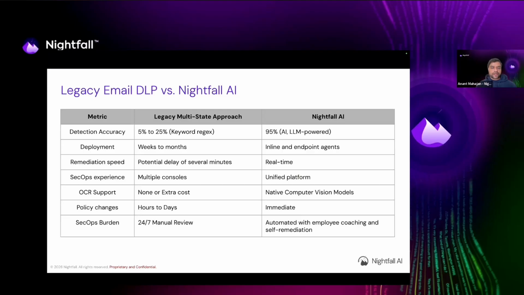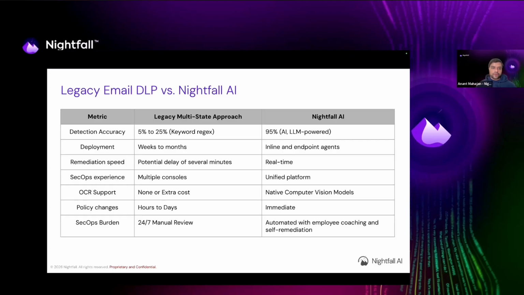So in terms of detection accuracy, you're just going to see a night and day difference with the accuracy and the fidelity of the alerts. You're going to get more signal with Nightfall. The deployment is pretty straightforward. It's an inline connector-based deployment. It could be the SMTP relay in Workspace. The remediations are happening in real time. So in most cases, you're seeing emails getting blocked in a matter of seconds. From a SecOps experience standpoint, it's not a disjointed, disparate experience where you're having to go to a gateway console and manage the deployment there.